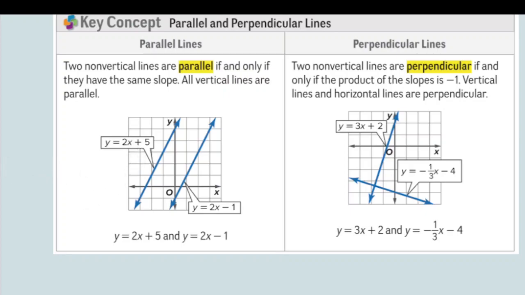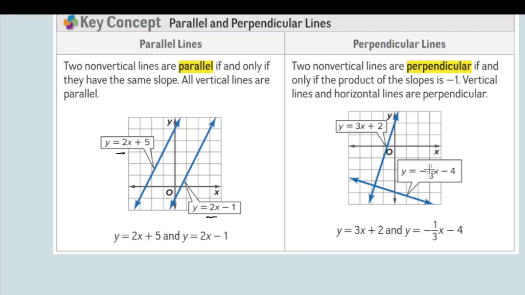And that is because they have the same slope. If two lines have different slopes, they will meet at some point, even if it takes a long time. These lines have the same slope, and you can see that they're parallel. So the rule with parallel lines is same slope.